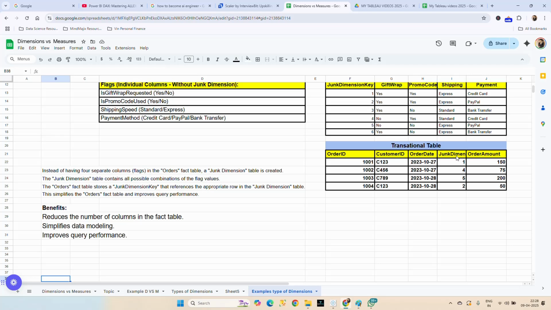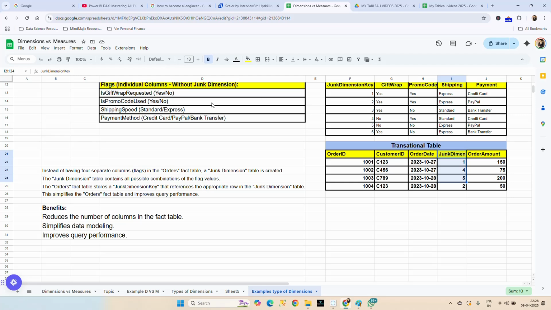Let's say one column, right? So the junk dimension table contains all possible combinations of the flag values. If the order table stores the junk dimension key, it refers to the row in the junk dimension table. It simplifies the orders fact table and improves query performance, right?